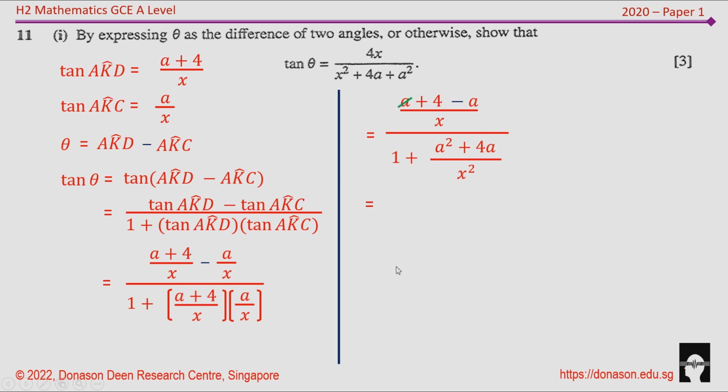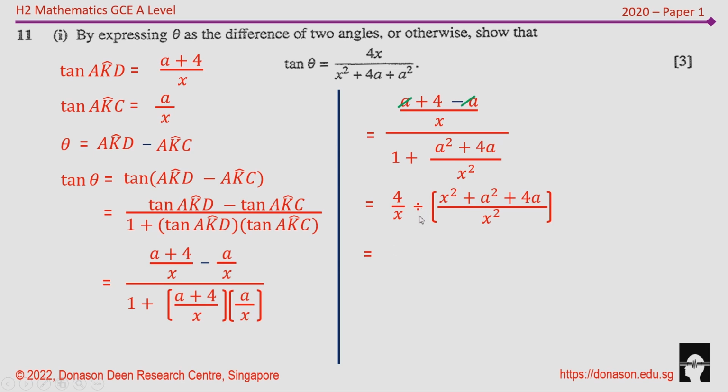So let's go to the numerator. Let's cancel the a and the minus a. That's simply going to leave us with 4 over x. And this is to be divided by 1 plus this whole thing. So I'm going to change the 1 to x squared over x squared, so I can combine this as a single fraction. That's how I get x squared over x squared, which is a 1. And then this a squared plus 4a is already there as a numerator for the x squared. So when I merge them together, I end up getting this fraction, x squared plus a squared plus 4a, over x squared.